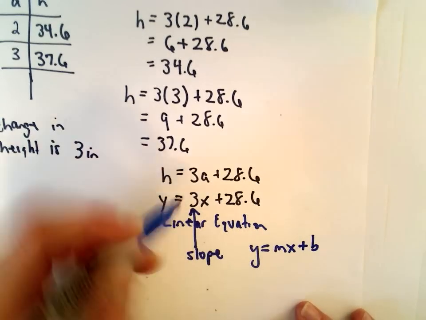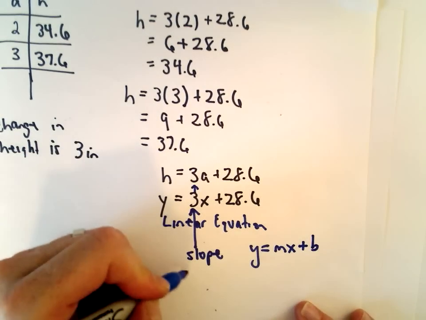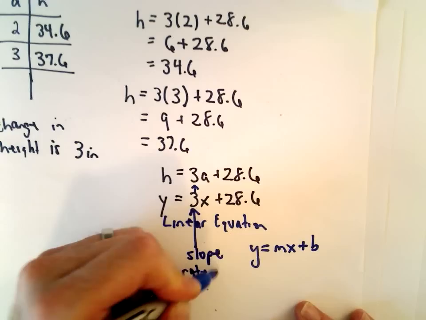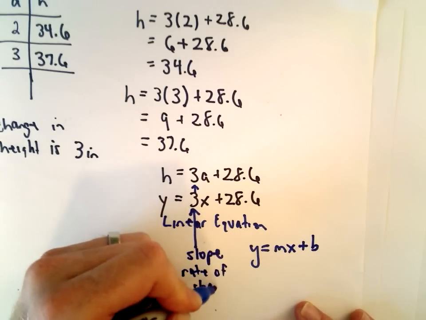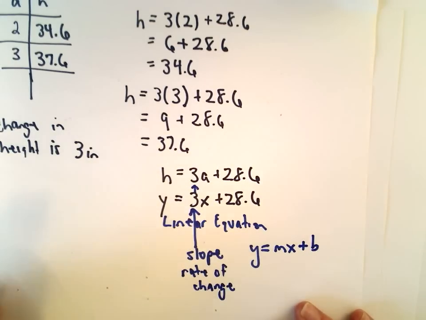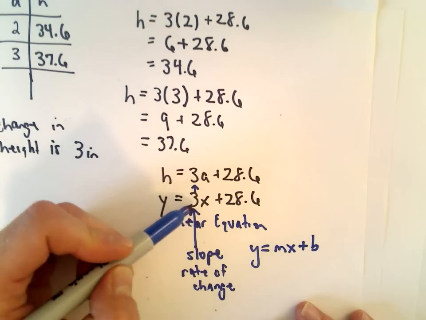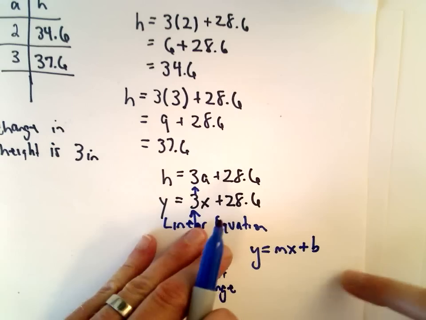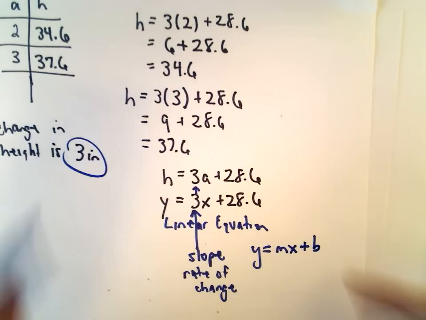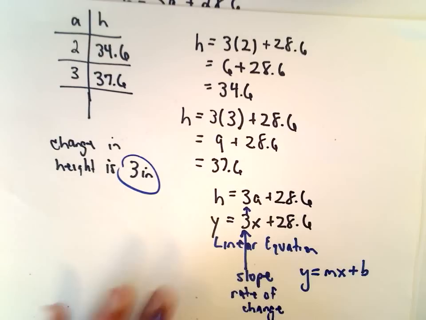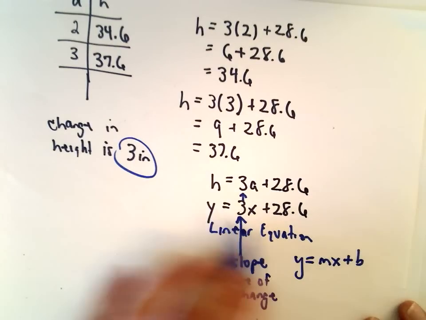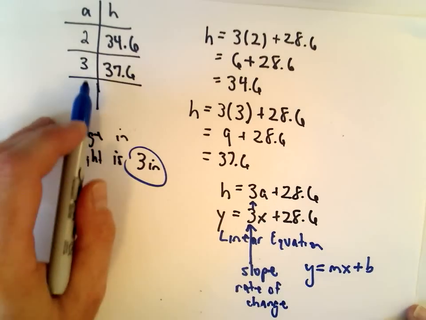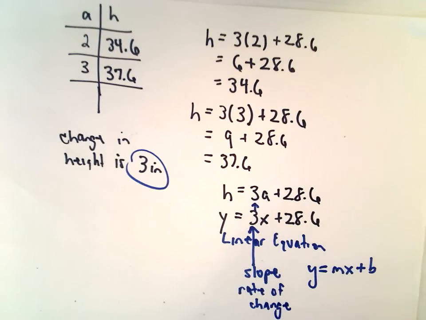So I could pick out the slope as being 3, and the slope tells us the rate of change. So that's another way to think about it without really doing any work. You could say, oh yeah, that's the slope, that's the rate of change. The rate of change per year is going to be 3 inches. But if you weren't comfortable doing this, just plug in a couple values, see what happens, and reason it out from there.